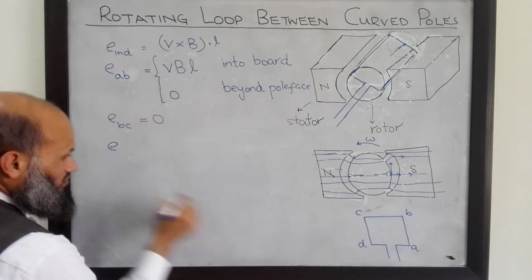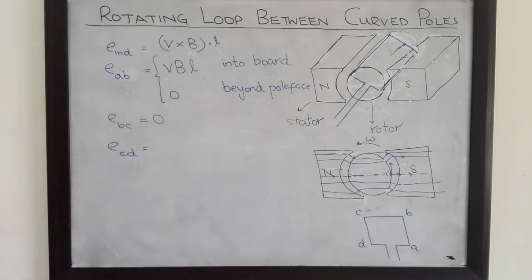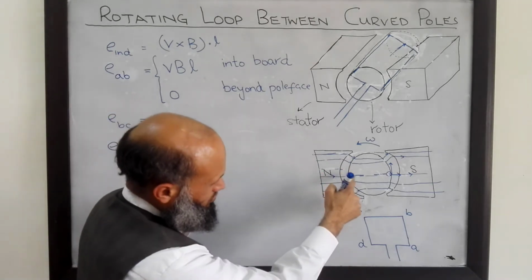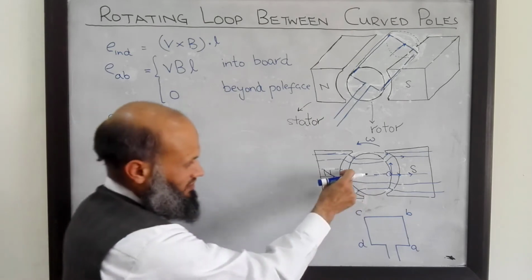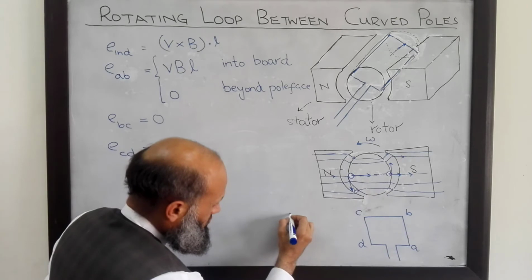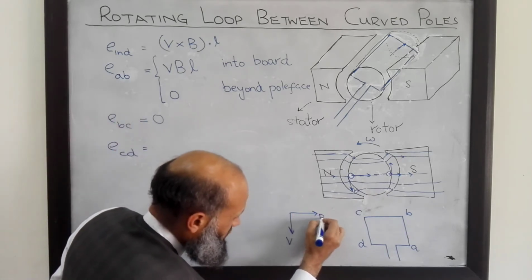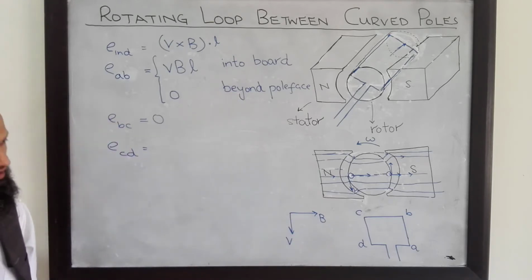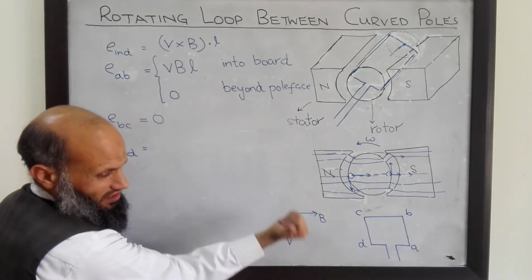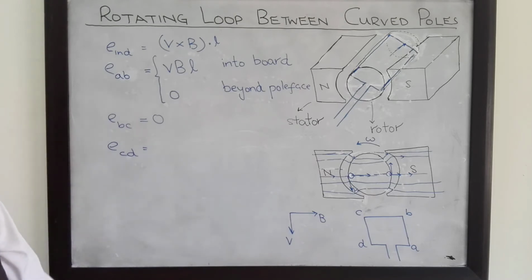Similarly, we can determine voltage induced in segment CD. If we have a look at this segment that is shown by a small circle over here, the direction of velocity is downwards, B is towards right. So this is the direction of velocity, this is the direction of flux density. What is the direction of V cross B? To find the direction of V cross B, rotate V in the direction of B. So we have V cross B out of the surface of the board.